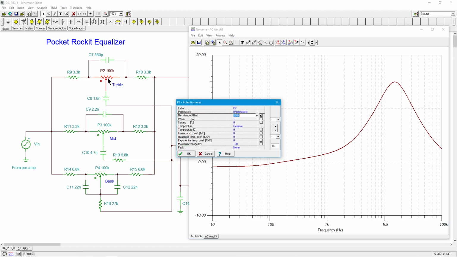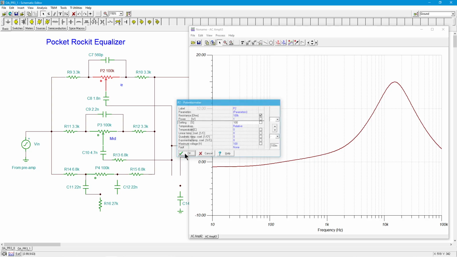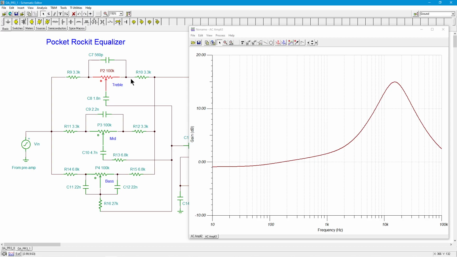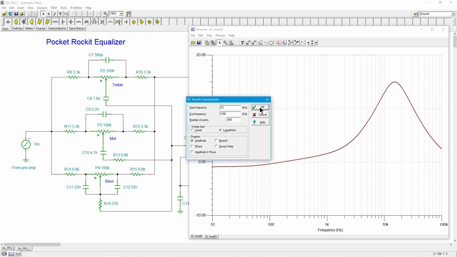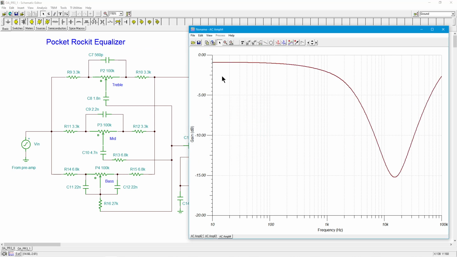Okay, so let's go back and go to the other extreme. Let's make this 100%. So crank it the other way. So now with it at 100%, the wiper arm's all the way over here. So now the pot is associated with the R1 side, and we should get cut instead of boost. All right. Okay, one more time. And there we go, right?